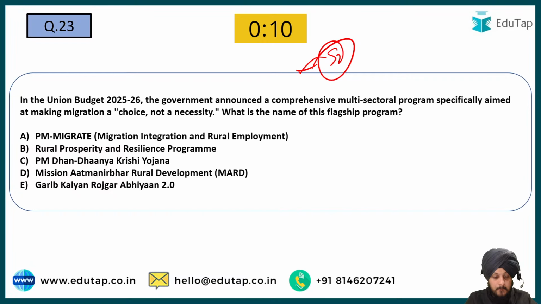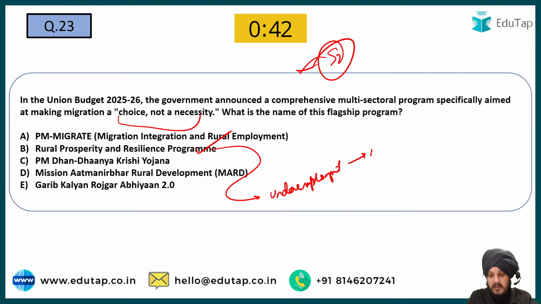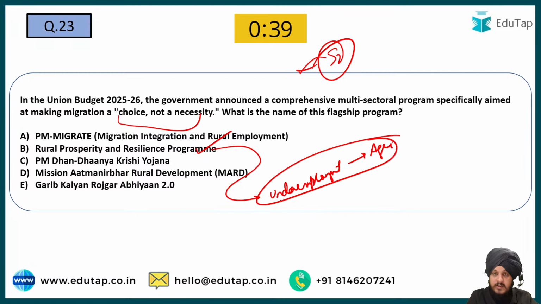So question number 23. Alright, so if we talk about question number 23, the correct answer to this question is going to be the B option, which is Rural Prosperity and Resilience Program. So basically over here, in the budget, it was said that the migration should be a choice and not a necessity, because this program basically focuses upon addressing the issue of underemployment. The issue of underemployment that is there in the agriculture sector, right? And what it does basically as a part of the agriculture sector, or you can say the rural sector, it basically talks about promotion of skilling, right?